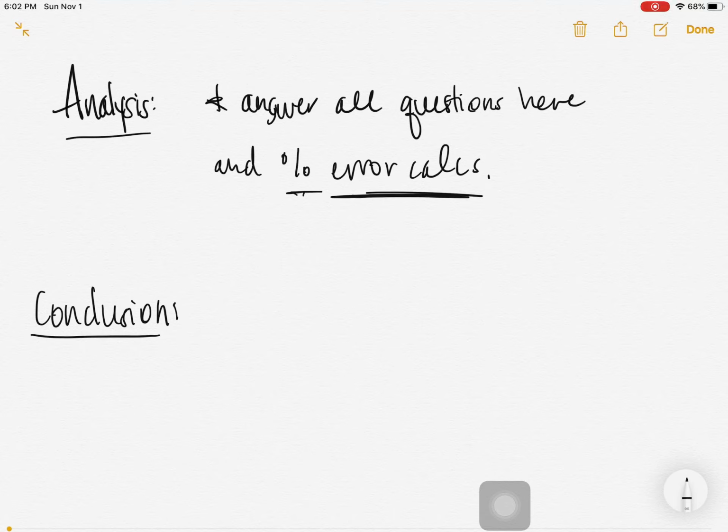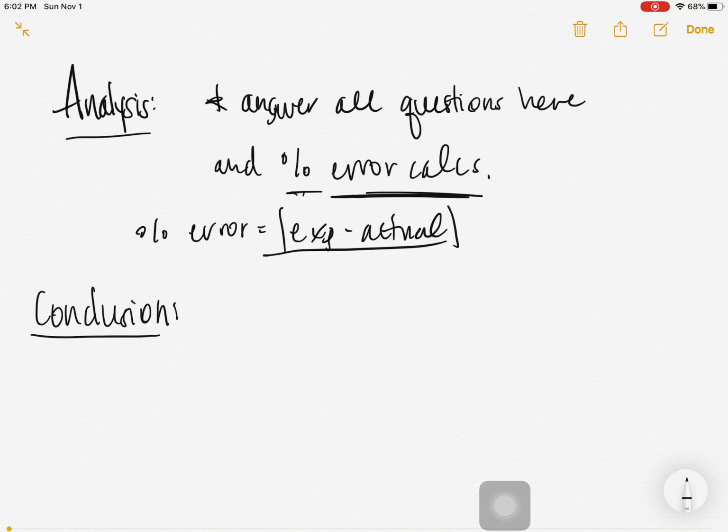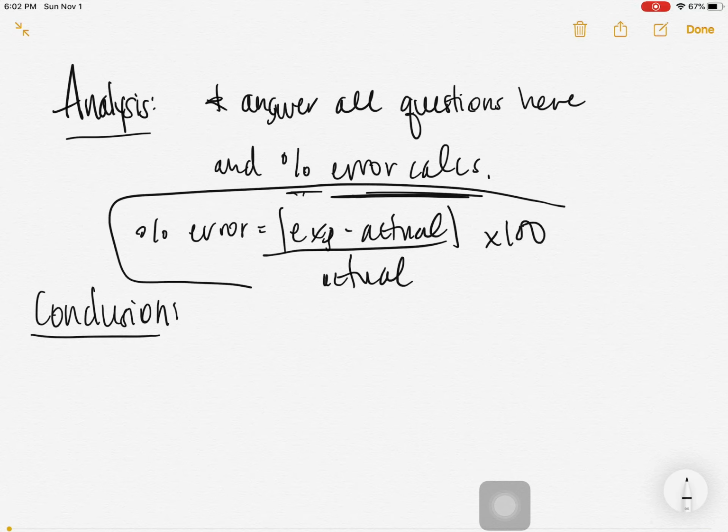And then you're also going to include any percent error calculations. And we know that percent error can be calculated with this formula. Okay, so if you need that, there it is. And so you will include both the answers to the analysis questions and your percent error calculations in the analysis section. And then the very final section of your lab report will be the conclusion.